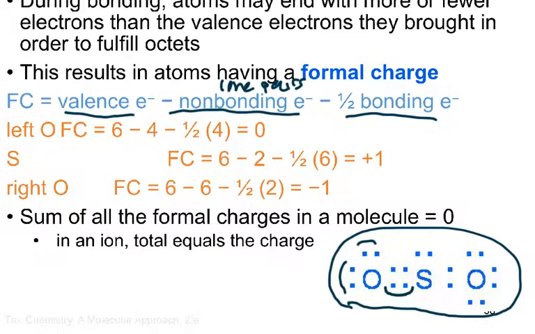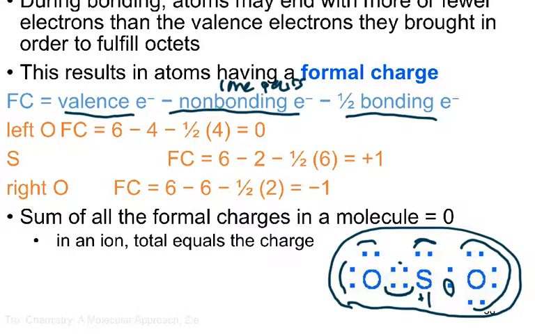For my sulfur, I started off with 6 electrons. There are 2 in lone pairs. There are 6 bonding electrons, of which the sulfur gets half of them, so it has a formal charge of a positive 1. Then my right oxygen started with 6, has 6 of them in lone pairs, and then it gets 1 from this bond, which gets it a formal charge of negative 1.